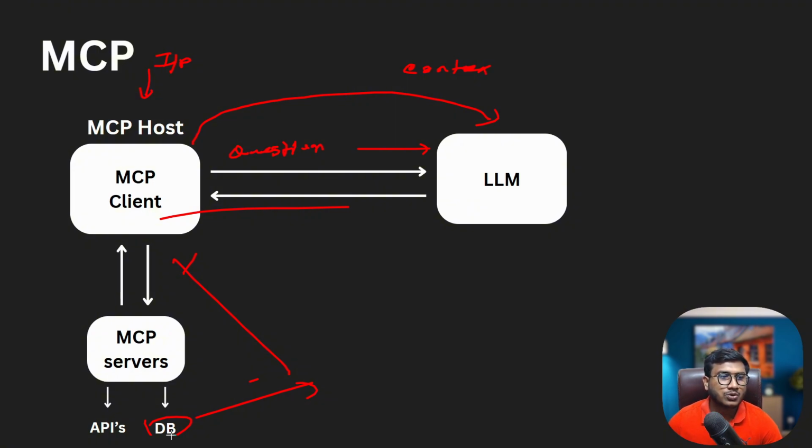Now the LLM has the question as well as the context of that particular question. So it will try to refine. It will try to understand the question, and it will try to understand the context. Then it will give you the output. So that's how the entire MCP system works.